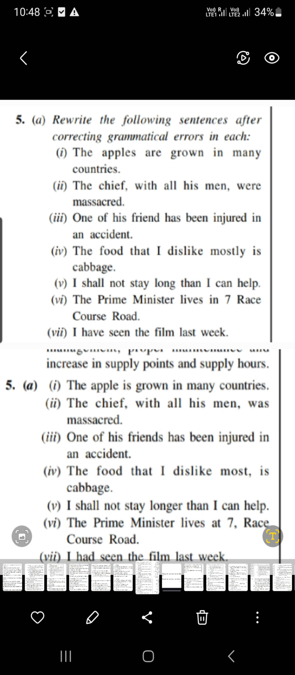Then the third one, one of his friend has been injured in an accident. So this is, I think, a no. One of his, okay, correct. So again, please note, you can make a mistake over here. We have read about Newton, we have read about actors, those two examples we read in the past. So one of his friends, you put the word s, has been injured in an accident. So again, very, very minute difference. You might think it's a no error statement, but you have to be careful.